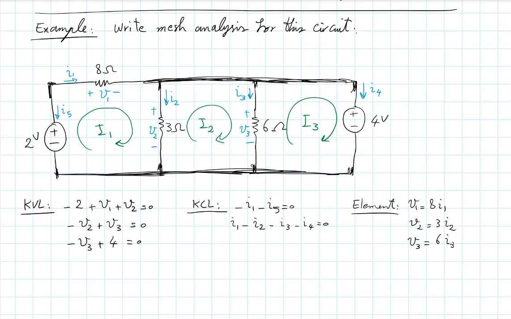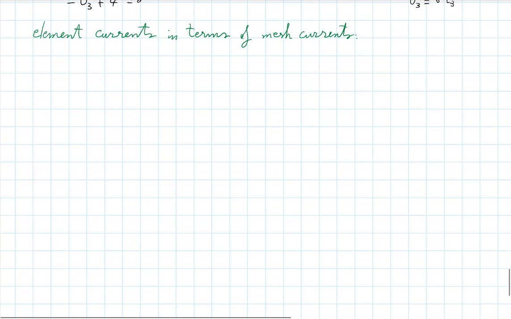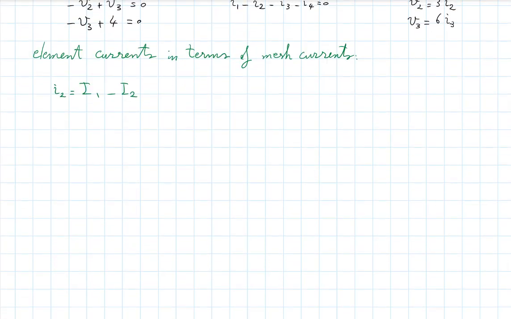Okay? So let's write this down now. So, element currents in terms of mesh currents. As I just said, little I2 is I1 minus I2. So big I1 minus big I2. Little I3 is big I2 minus big I3.